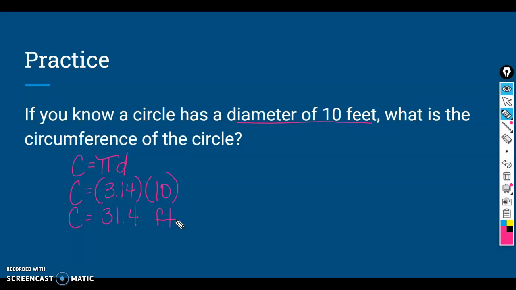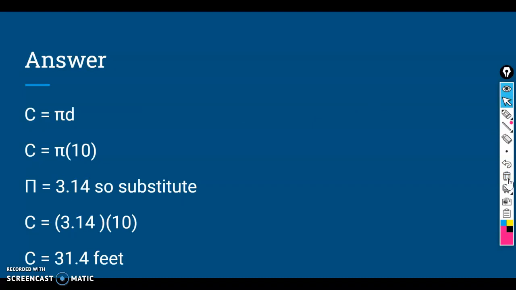Keep in mind, circumference is like perimeter, so we do not need to use square or cubic units. We're just using our units that are given. In this case, it is feet. Pause the video and make sure you have this copied down. Here you can see our answer again.